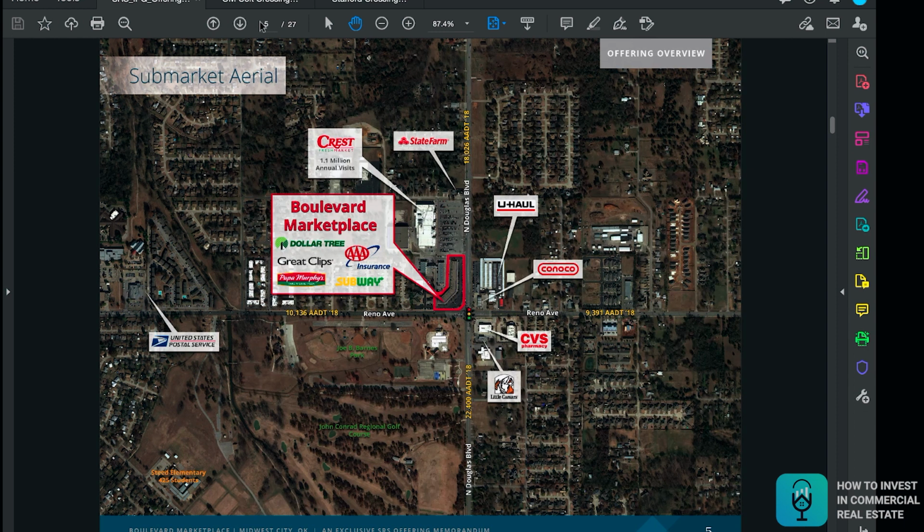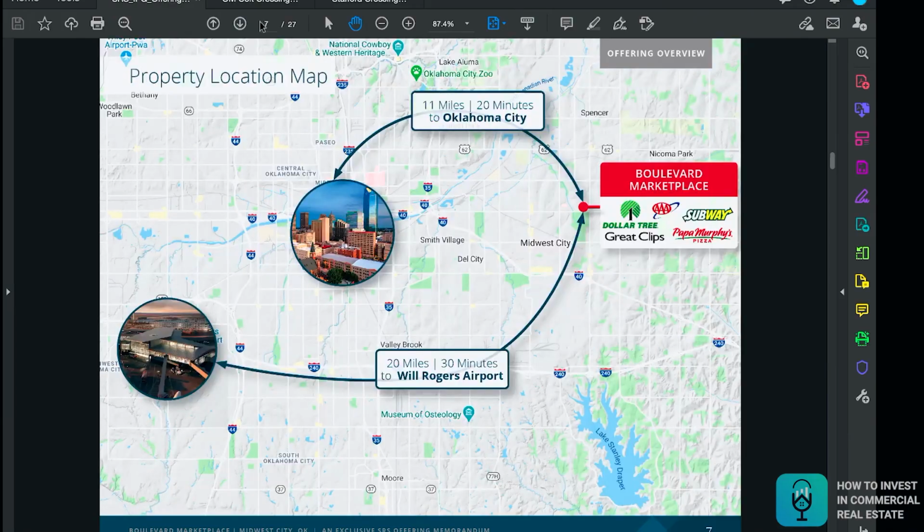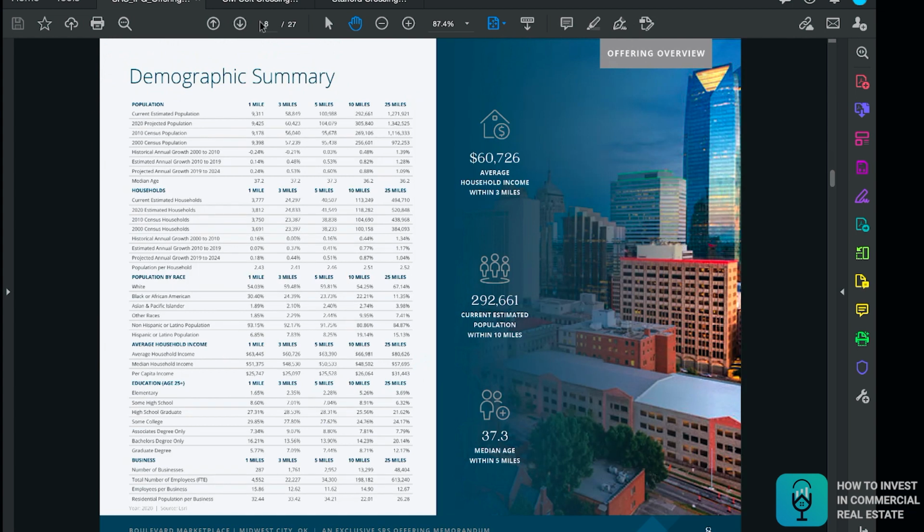If it's 2,000 or 3,000, I'm probably passing. Yeah, that's the middle of nowhere. So let's keep going here. Well, just traffic count might make you pass on a deal. That's right. Okay.